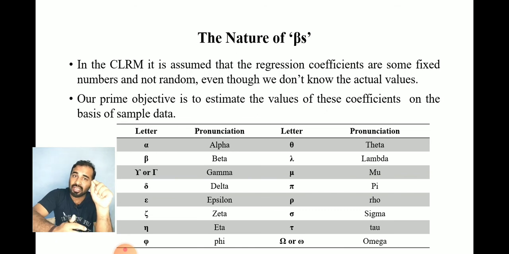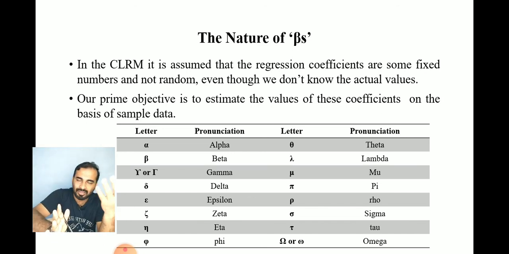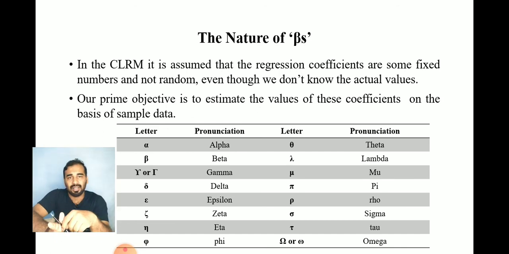Some of the Greek letters you have to learn are: alpha, beta, gamma, delta, epsilon, zeta, eta, theta, lambda, mu, pi, rho, sigma, tau, omega. These are some of the Greek letters we use regularly in our teaching and learning process. So please understand the shape of these letters and how to pronounce them. Is it okay?